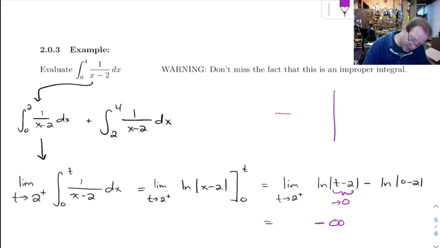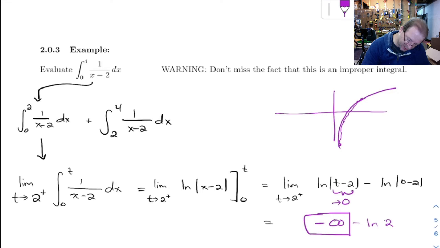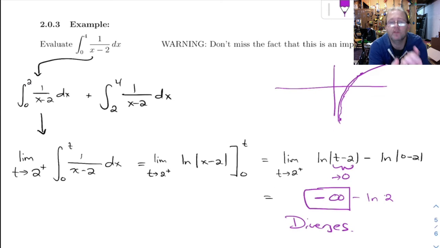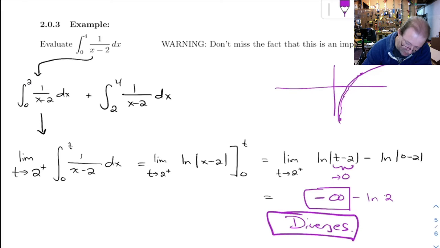You know, the graph of natural log of x looks like this. And if we're approaching 0, we're coming down here and going to negative infinity. So it looks like we get negative infinity minus ln of 2. But this negative infinity tells us that this diverges. And we don't even have to do the other integral. That's enough for us to say this thing diverges.